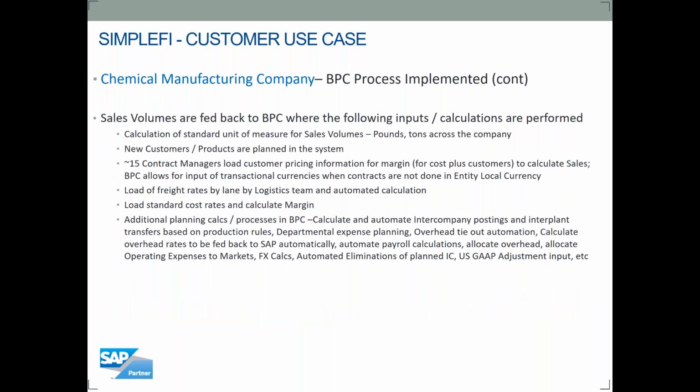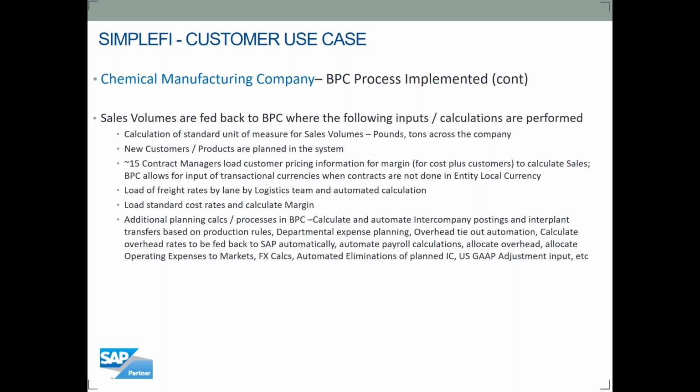To give you a perspective of how this information is used downstream, the sales volumes are all fed back into BPC, where we calculate a standard unit of measure for pounds and metric tons across the company. The company uses BPC to plan new customer product combinations. So they load into BPC and reflect back into SAC through the salespeople.